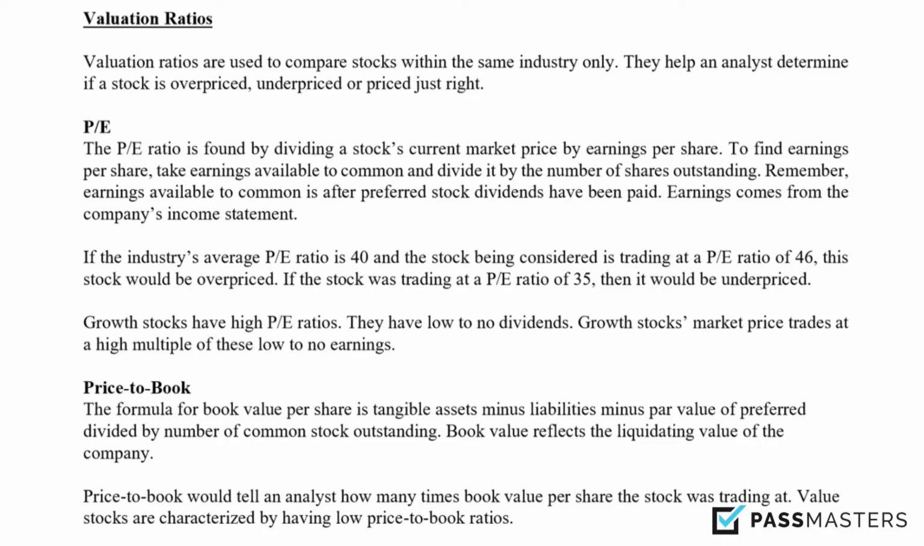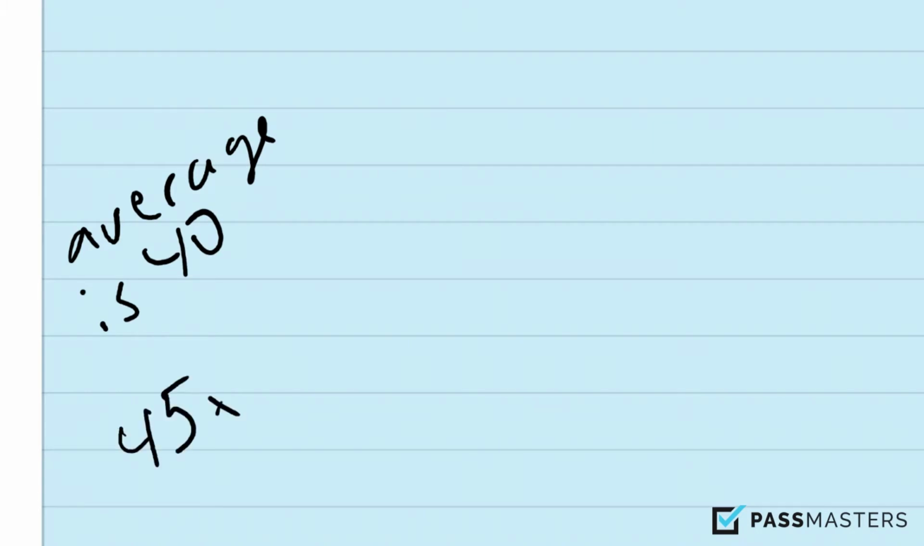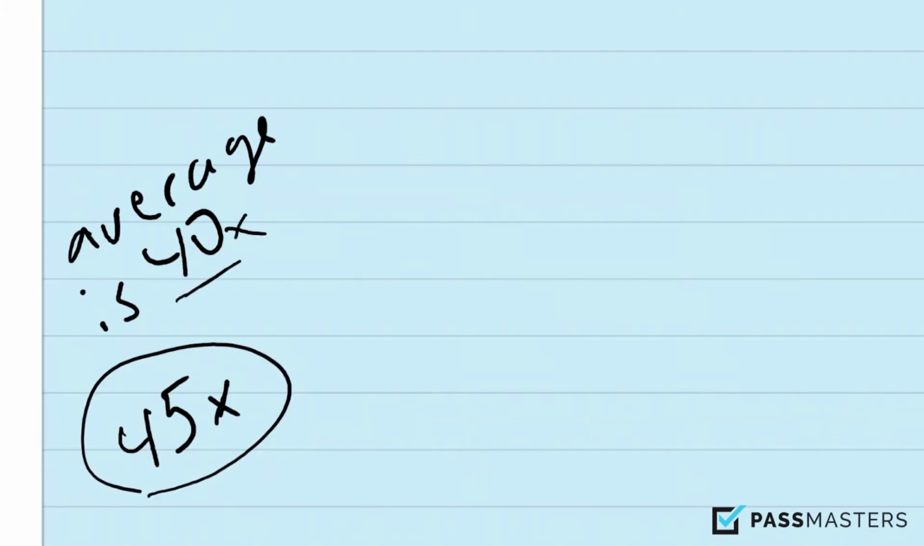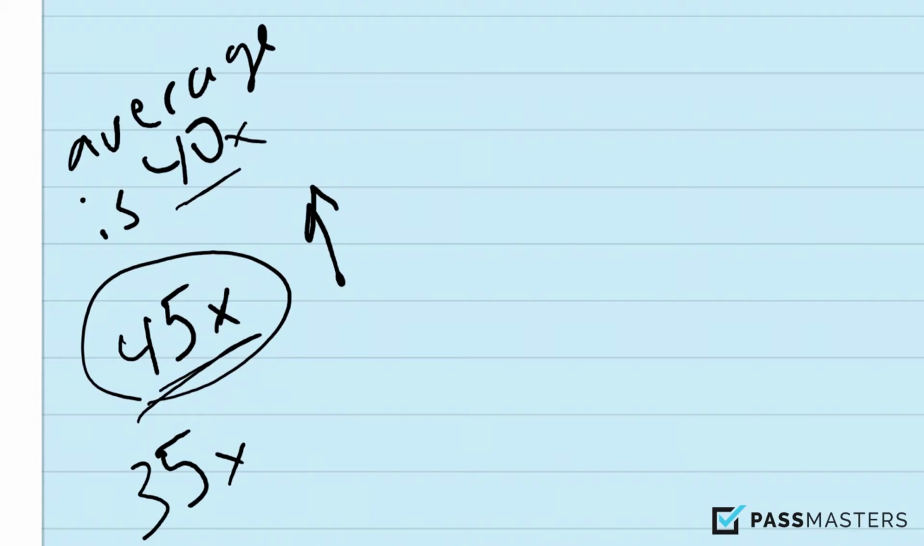I'll give you a few examples. If an industry's average PE ratio is 40, and this stock is trading at 45 times earnings per share, is it overpriced, underpriced, or priced just right? It would be overpriced. If instead its PE ratio was 35 times earnings, and the average in its industry was 40, then this one would represent a good buy. It would be underpriced. So that's how the fundamental analyst will use the price-earnings ratio.